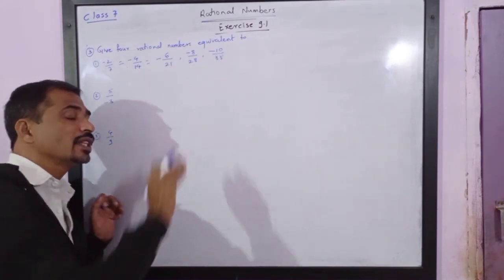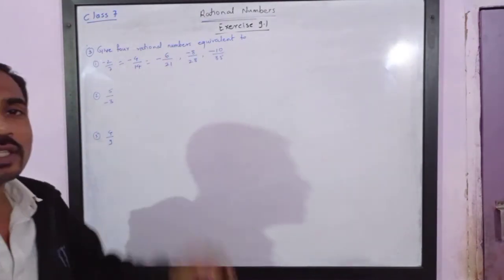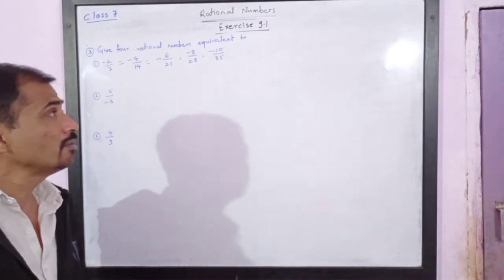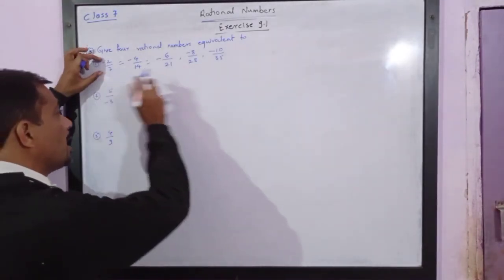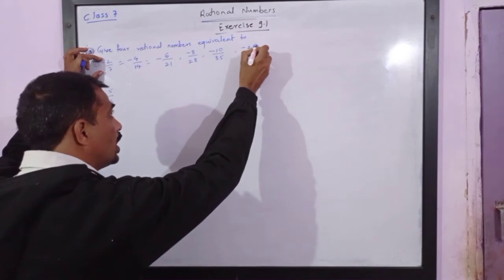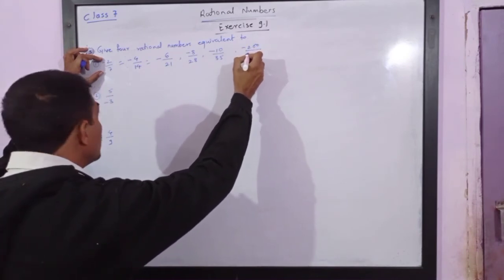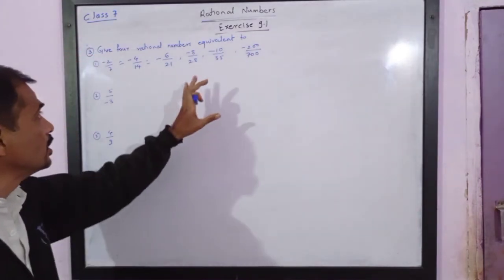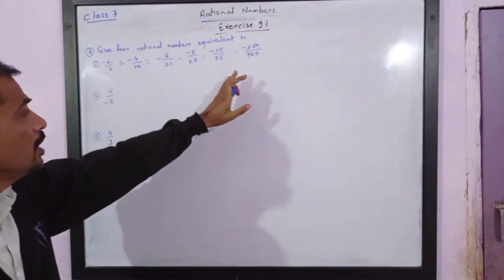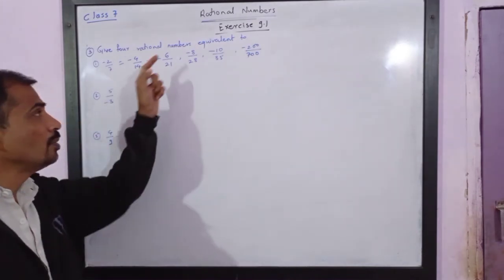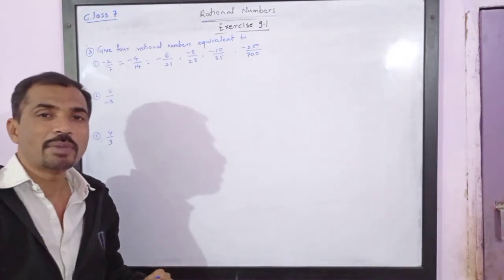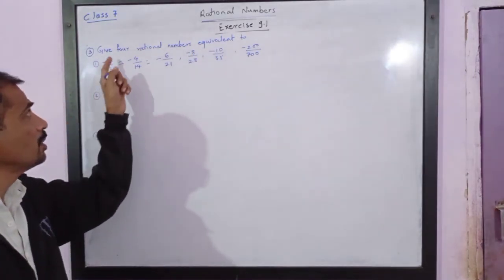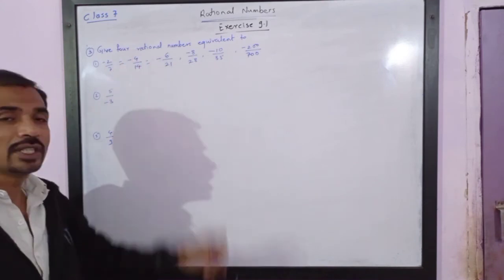It is not necessary that you multiply by 2, 3, 4, 5 in the sequence. Even if you multiply by 100, still it will be an equivalent fraction. So if you multiply by 100, you will get negative 200 upon negative 700. So this is also an equivalent fraction. You can multiply by any number, but please note, numerator and denominator must be multiplied by the same number. If you multiply numerator and denominator by the same number, we get equivalent rational numbers.